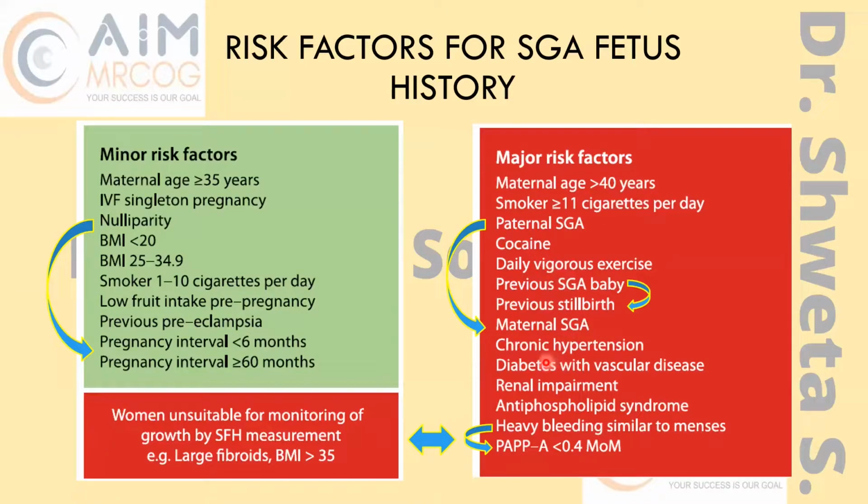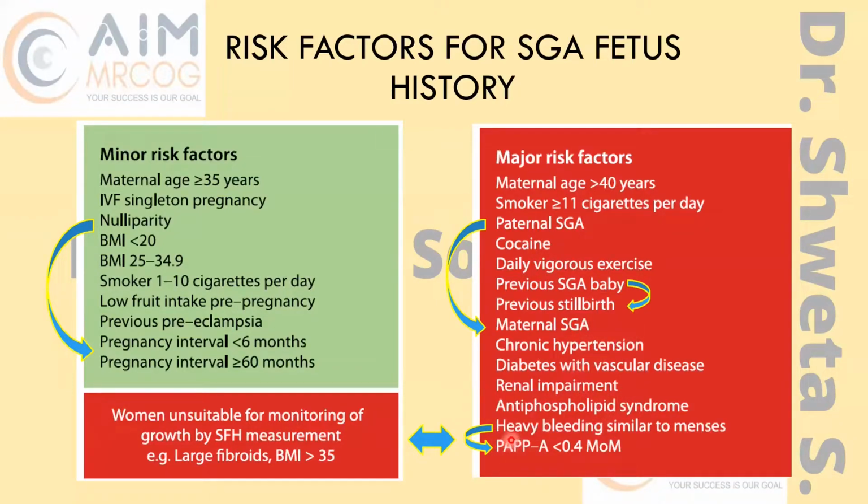Then comes the disease history, the medical history. What other diseases she has. If she has any medical illness like chronic hypertension, diabetes with vascular disease, renal impairment, antiphospholipid syndrome. All of these, if you see, are going to affect the vessels or kidney. So these all are going to affect the placental supply, and that's why it is going to lead to SGA. So these four things come from the medical history.